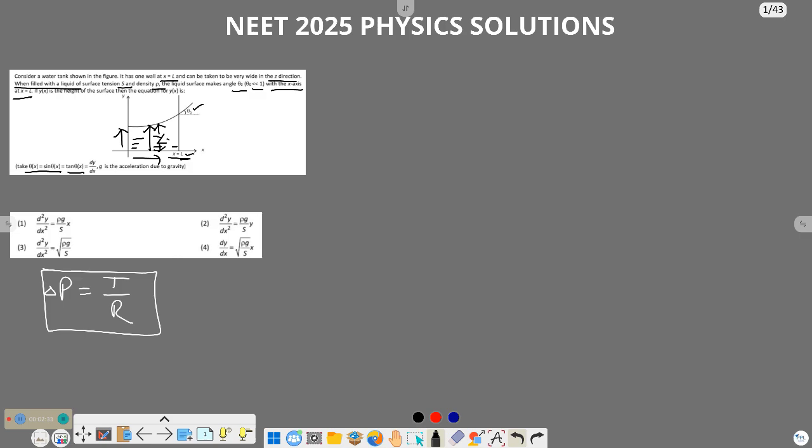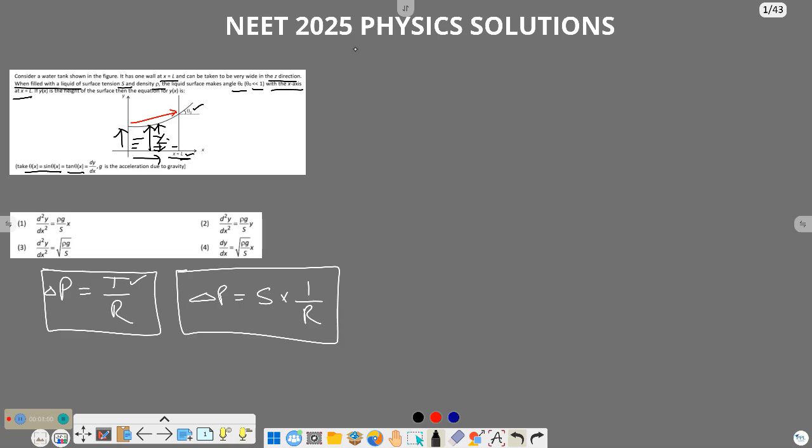Now delta P is equal to, what is T here? Surface tension. The surface tension in this case is given as S, into, we need to find the value of R. What is this R? Radius of curvature, because in this diagram you can see it is making a curvature. This curvature we need to find. Curvature means it has a radius. If you find that radius, it is enough.